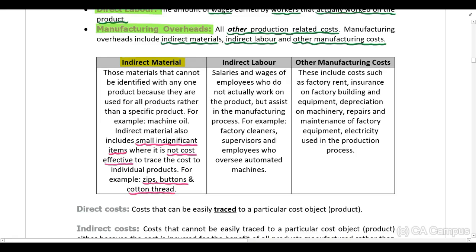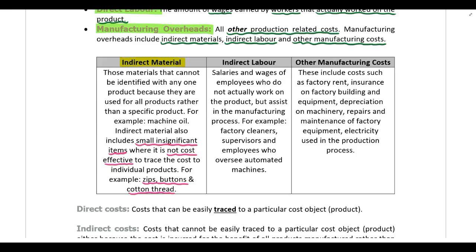So for example, we know that each pair of jeans requires a zip, it requires a button, it requires a certain amount of cotton thread. But because these items are insignificant, it's not worth costing them separately. It's not worth calculating that the cost of one zip is 3 Rand, the cost of a button is maybe 5 Rand, and the cotton thread that is going to be used is maybe another 3 Rand. It's not worth costing those things separately because they are small, insignificant items. So those things are classified as indirect material.